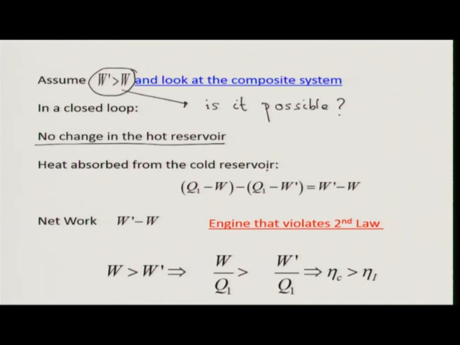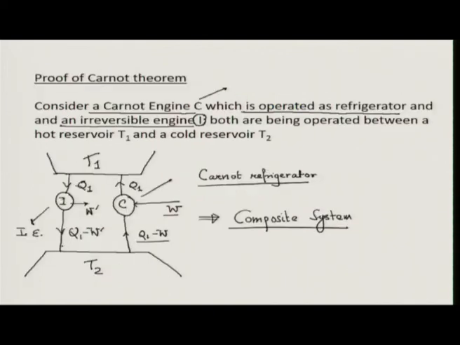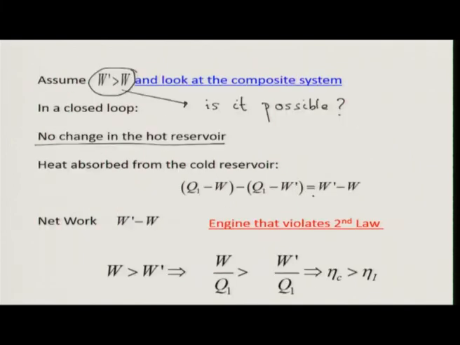Now heat absorbed from the cold reservoir. Let's see. This is absorbed, Q1 minus W, by the Carnot refrigerator. This is released to the cold reservoir by the irreversible engine. So to the cold reservoir, this amount of heat is released, and this amount of heat is being extracted from it. So what is the net? Net is this, heat absorbed from the cold reservoir. It is absorbed because I have assumed W prime is greater than W. So this is greater than 0.